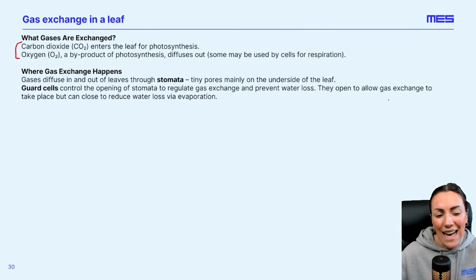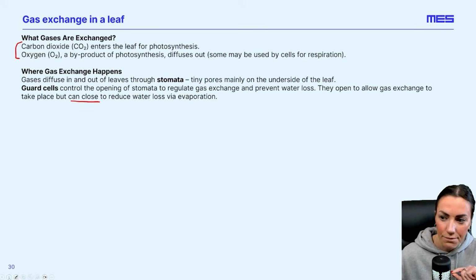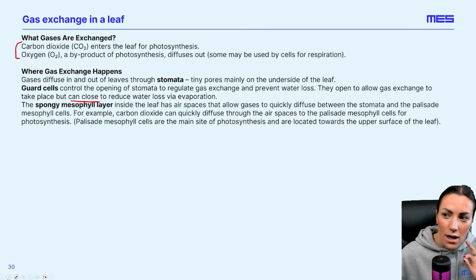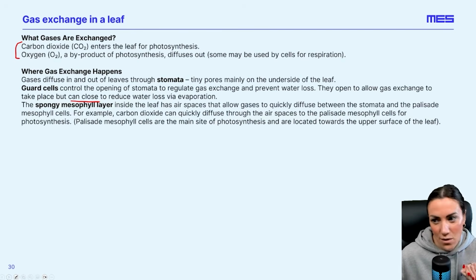But water can evaporate and be lost through those stomata. So if too much water is being lost via those stomata, the guard cells can close the stomata to reduce water loss via evaporation. Now, let's talk about the spongy mesophyll layer. I'm going to show you a diagram of this as well in a second.